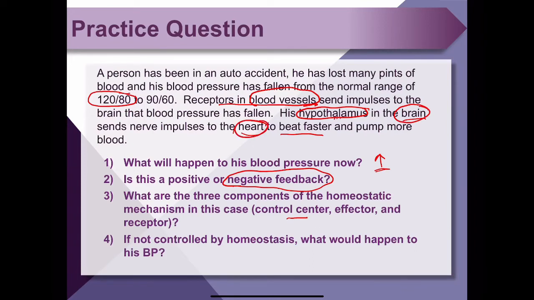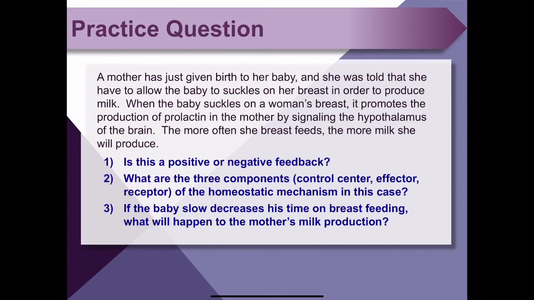And lastly, if not controlled by homeostasis, what will happen to his blood pressure? Of course, it will just continue dropping and dropping until it is no longer enough to keep the person alive. All right, second practice question.